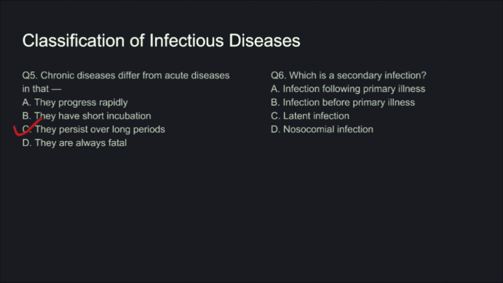Question number 6. Which is a secondary infection? Options are A, infection following primary illness; B, infections before illness; C, latent infection; D, nosocomial infection. Correct answer for this question is option A, infection following primary illness.